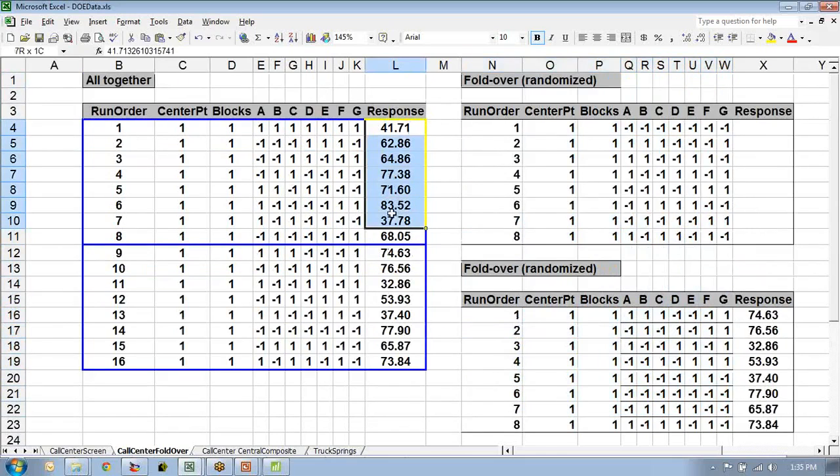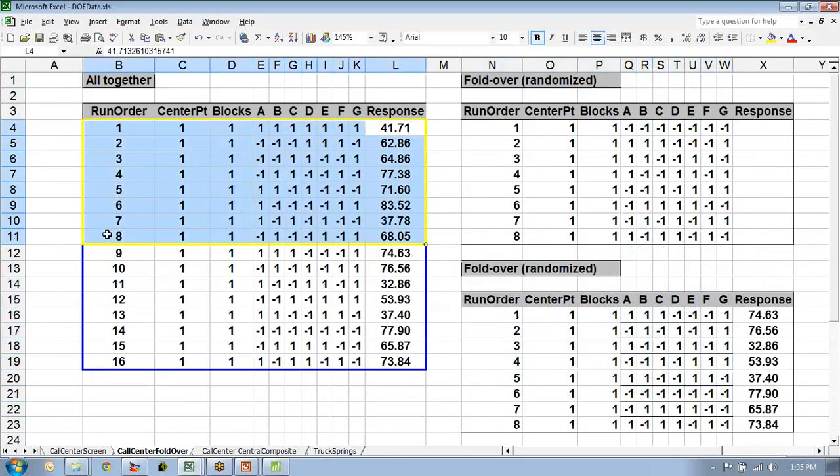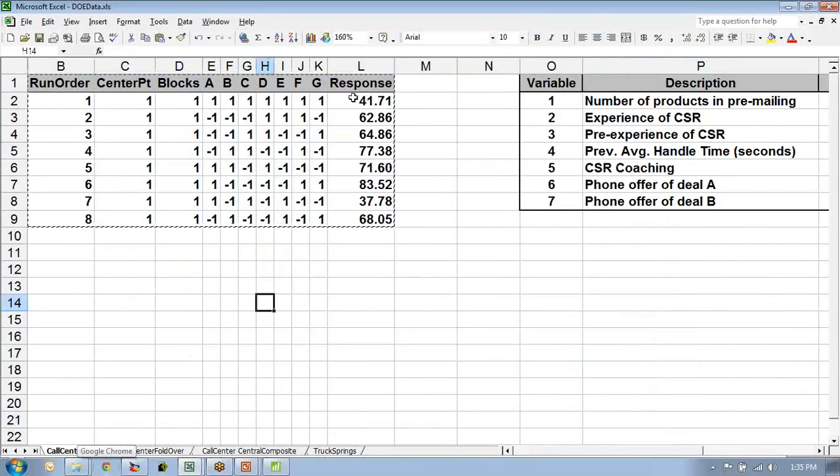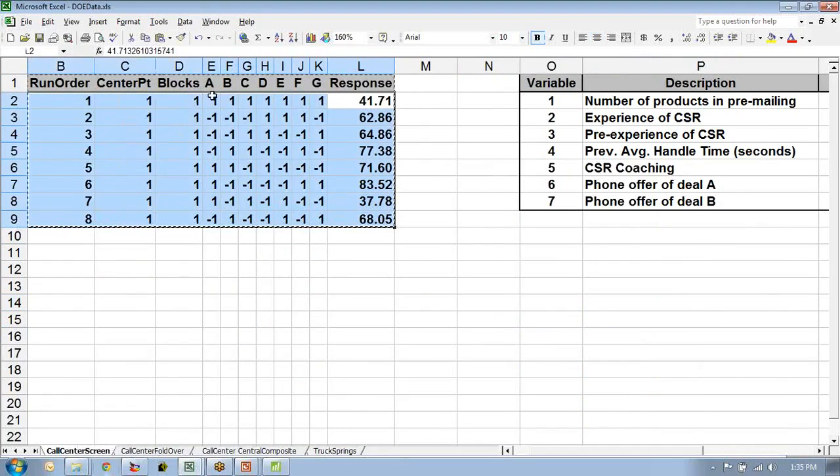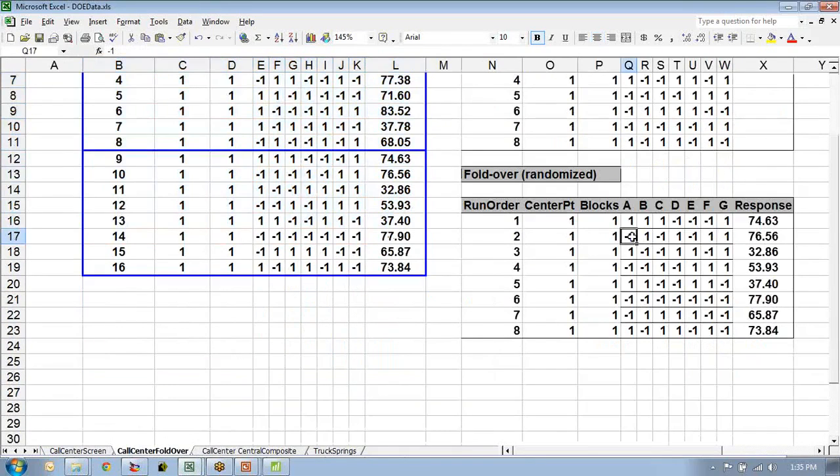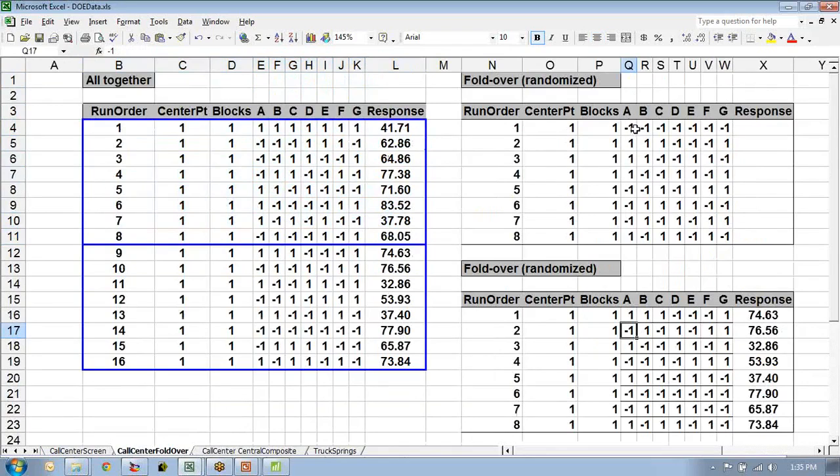Remember, we already had our responses from the previous call center screen, runs 1 through 8. So essentially I'm taking this and changing all the +1s to -1 and all the -1s to +1. That is this right here. I've just repeated it so that you can tell the difference. If we've already run this, we simply run this right here. All the -1s are changed to +1 and all +1s changed to -1. That's how we make up the next 8 in the block.